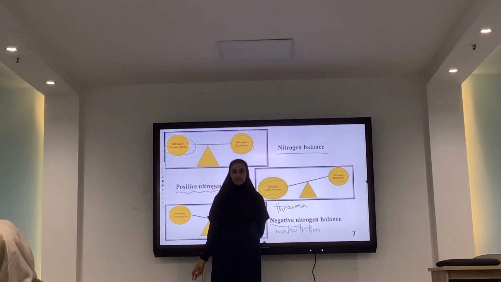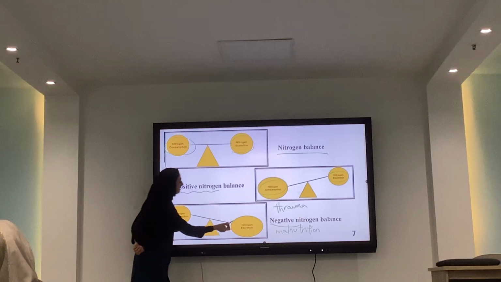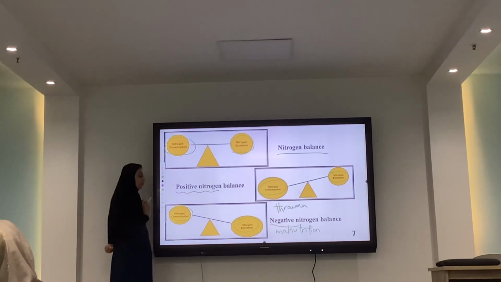In African countries, you can see it. It's not important to memorize the name of that. They cannot intake enough food, enough calories, enough carbohydrate, and especially enough protein. This is a negative nitrogen balance, where nitrogen excretion is higher than nitrogen consumption. And they are not in a good situation.